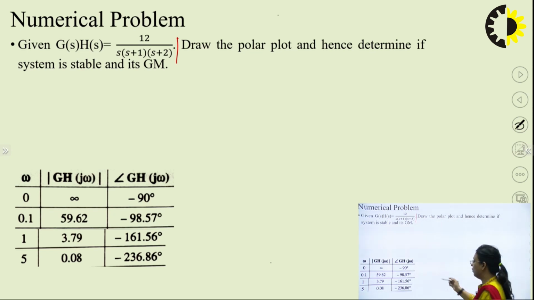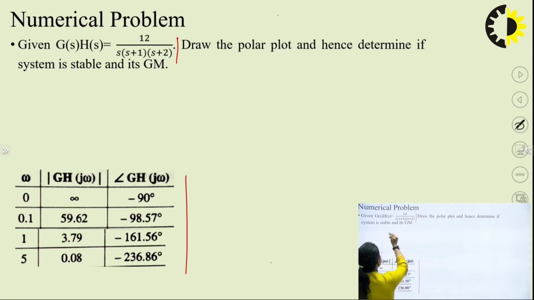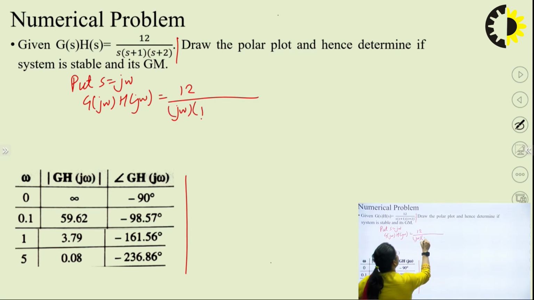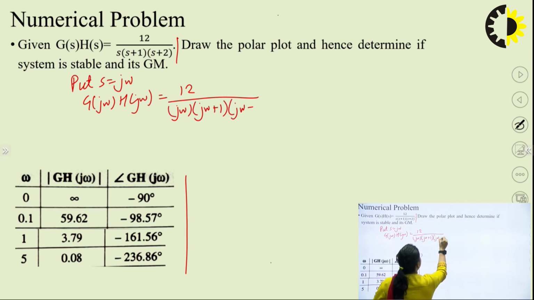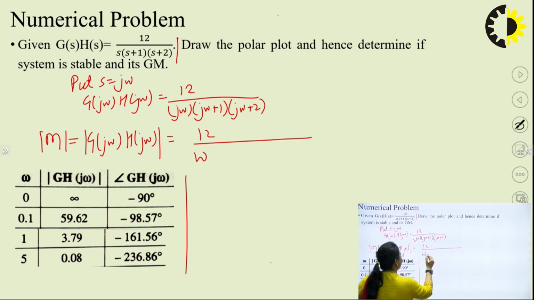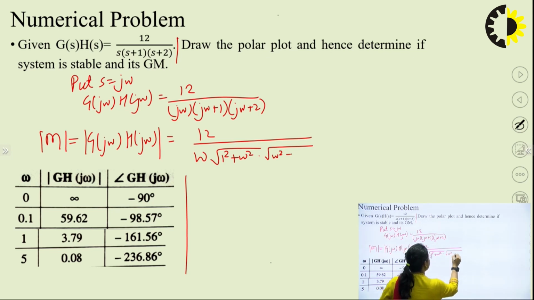For saving of time, I have done some calculation here. So, first step is, put s equal to j omega. So, what is the value of G(j omega)H(j omega) again? The value is 12 upon j omega into (j omega plus 1) into (j omega plus 2). Now, first of all, we have to find out the magnitude of G(j omega)H(j omega), which will be equal to 12 upon omega under root 1 square plus omega square into under the root omega square plus 2 square.